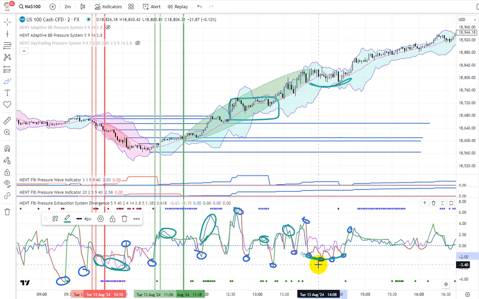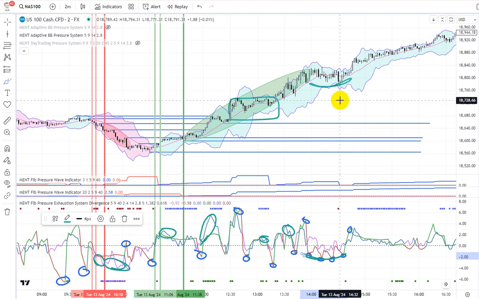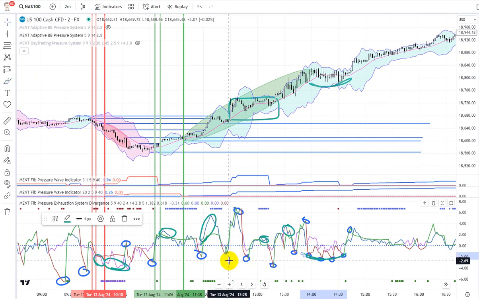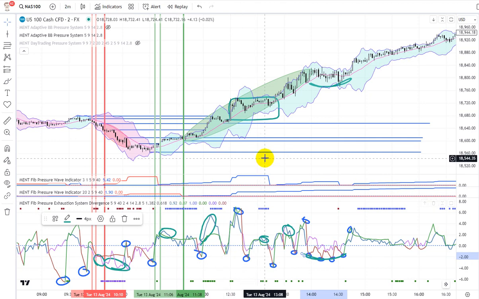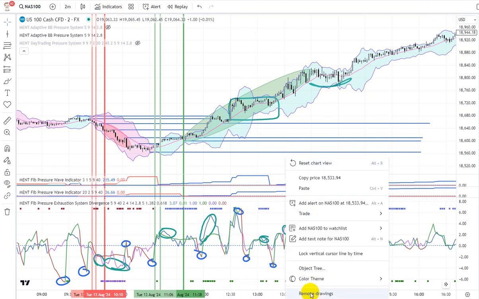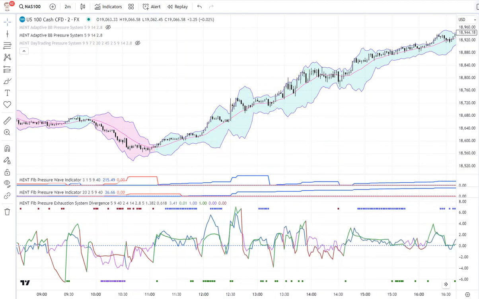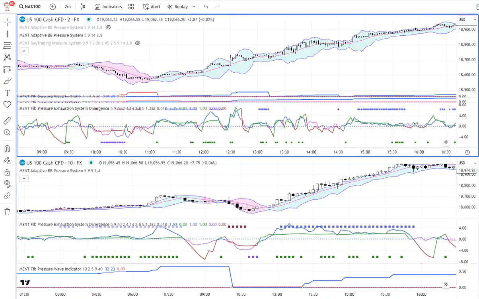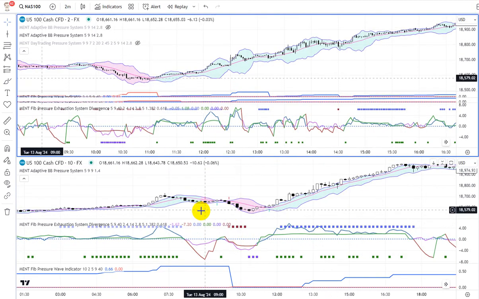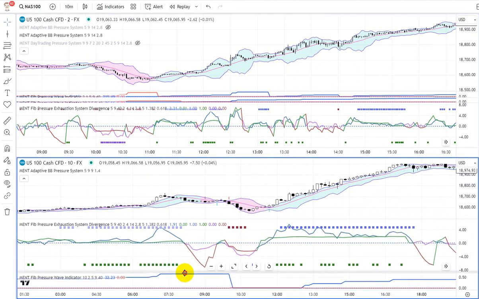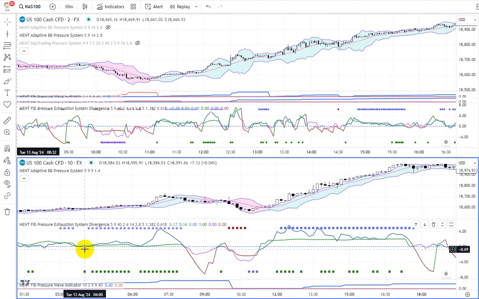So what I wanted to show you here, this is the 2-minute, and I wanted to show you how all of this works. Now the funny thing is I'm going to have to go clear most of this, which is fine. I can redraw them. And I wanted to show it to you here on a combined 2 and 10. Okay, so I'm going to shrink this down, and you can see the pressure system.